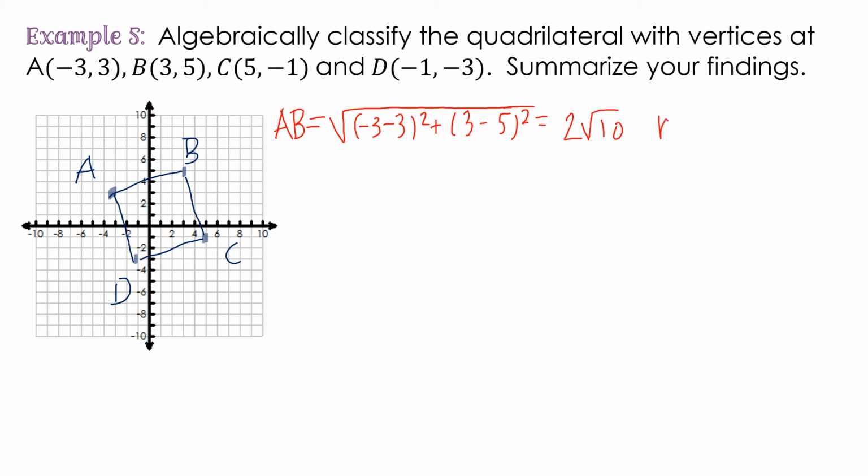I'm also going to do the slope at the same time. So I'm going to count 1, 2 is my rise, and my run 1, 2, 3, 4, 5, 6. So my slope is 2 over 6, which is 1/3. All right. Now let's go to BC.